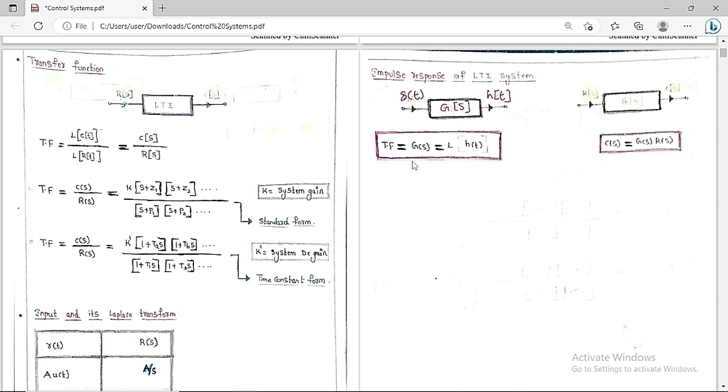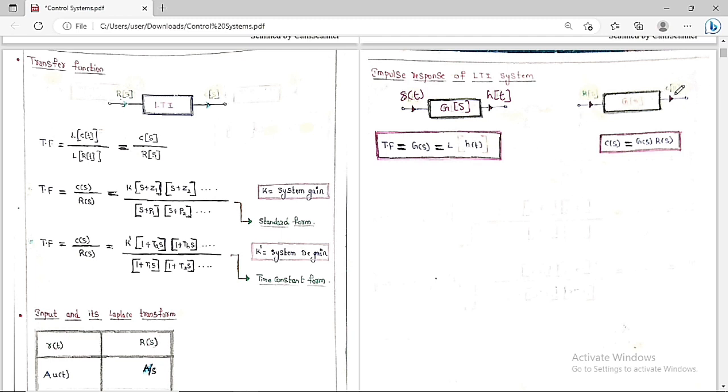So G of s is equal to the Laplace transform of the output signal by the Laplace transform of the input signal. The output is h of t and the input is delta of t, so it is the Laplace transform of h of t by the Laplace transform of delta of t. The Laplace transform of delta of t is always equal to 1. Therefore, for any system, the transfer function is always equal to the Laplace transform of the impulse response. h of t is the standard representation of the impulse response.